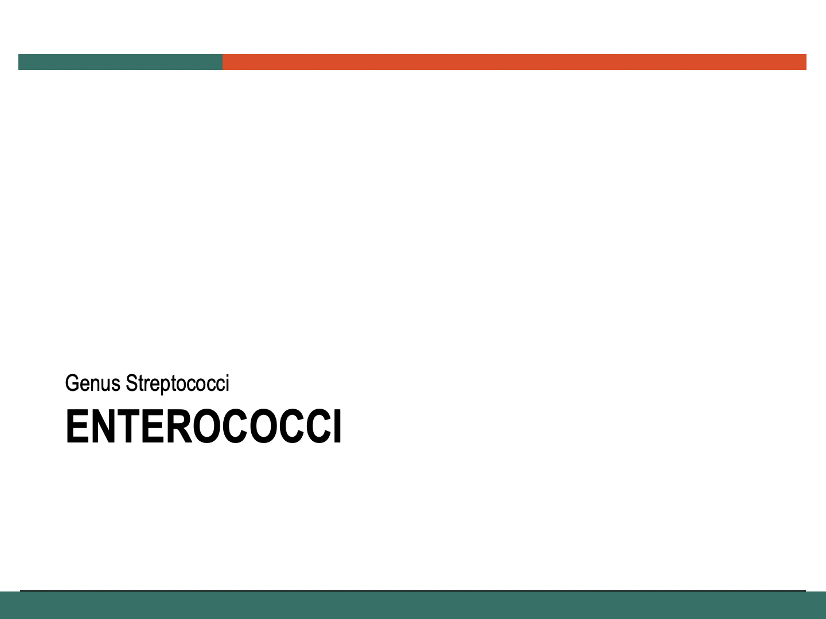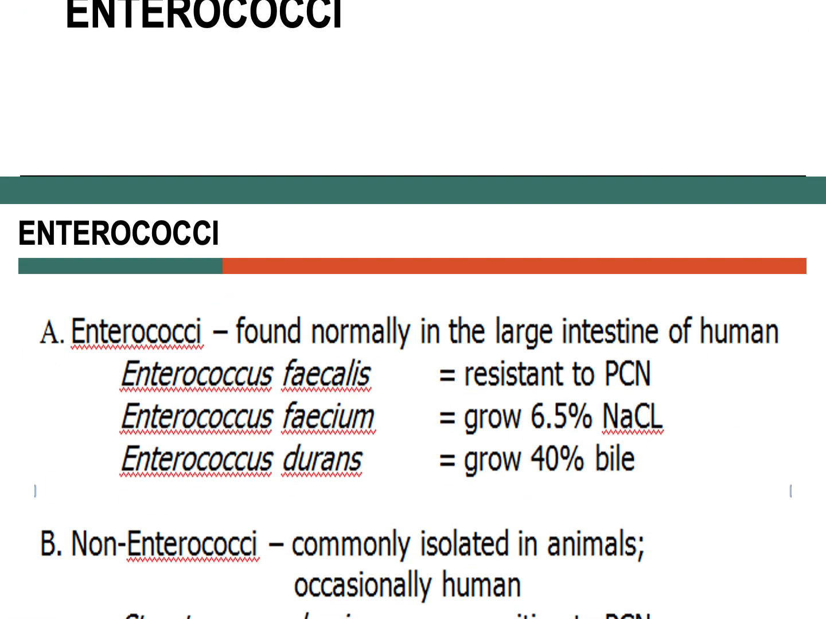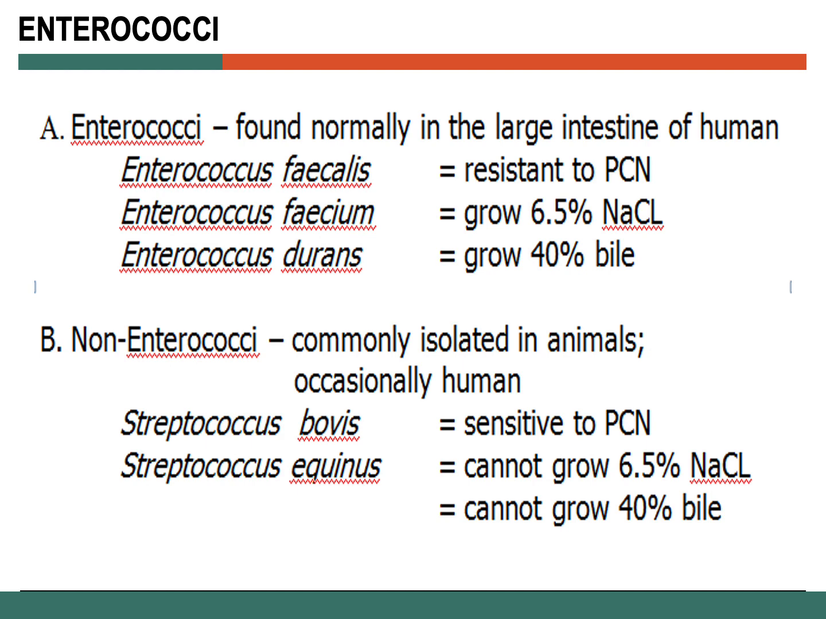So another organism under the genus Streptococci is the genus Enterococci. Again, your Enterococci are grouped. You have your group D Enterococci and group D non-Enterococci. Your group D Enterococci are found normally in the large intestine of humans. You have three most common pathogenic organisms under group D Enterococci: Enterococcus faecalis, faecium, and gallinarum. While your non-Enterococci are commonly isolated in animals, occasionally in humans. The most common pathogenic organisms associated with human infection are Streptococcus bovis and equinus.